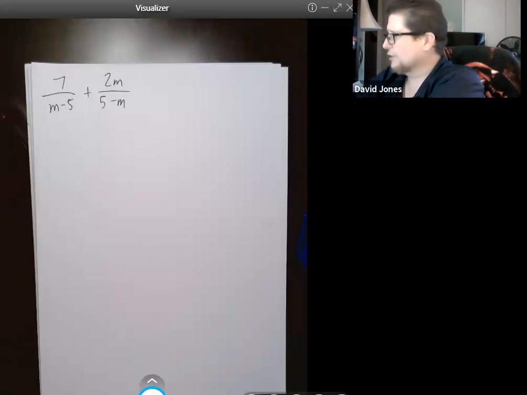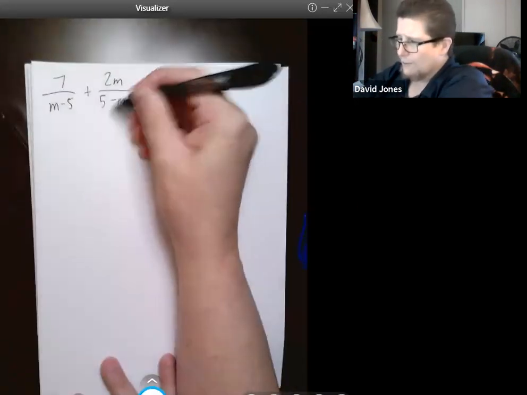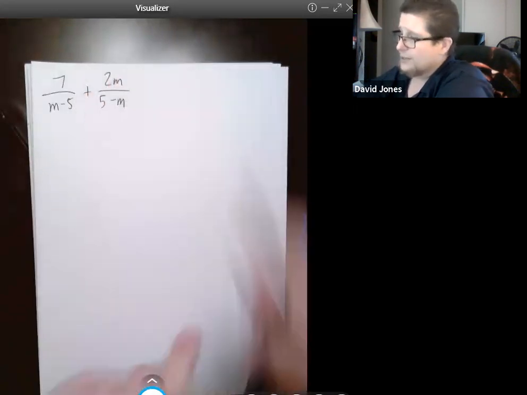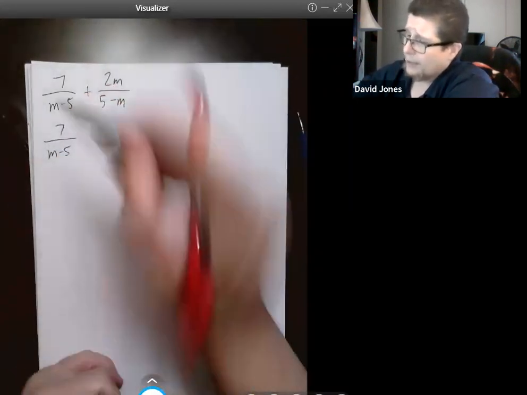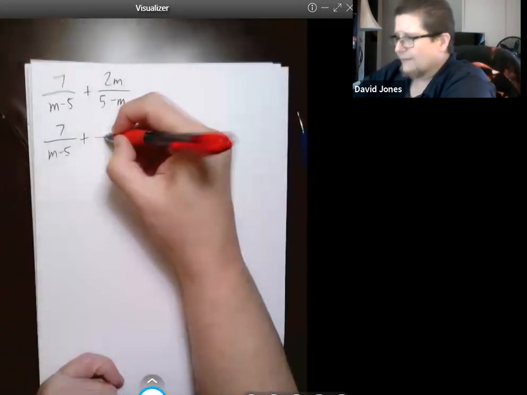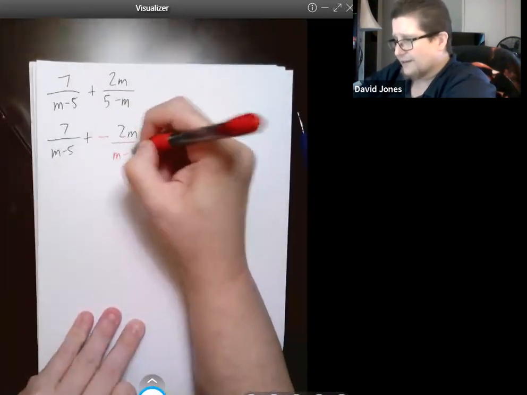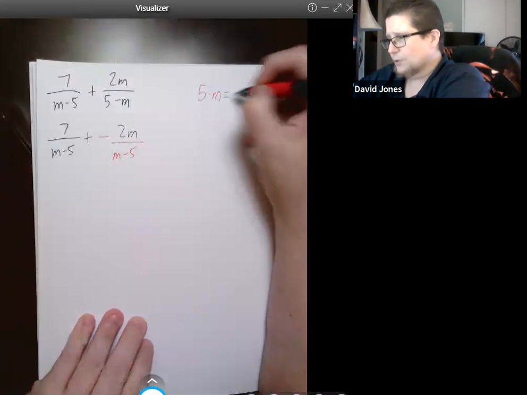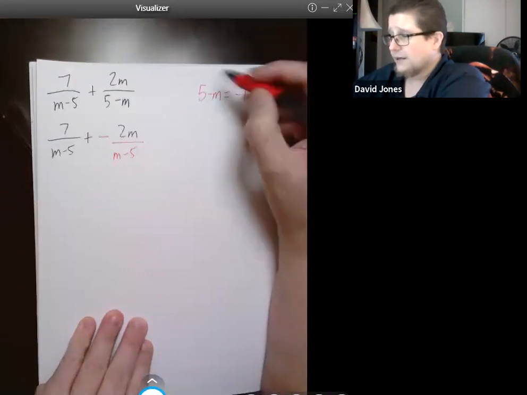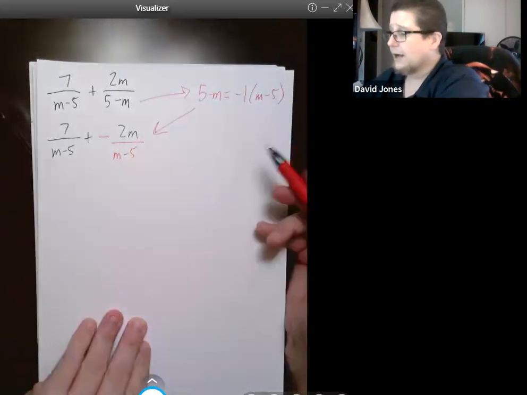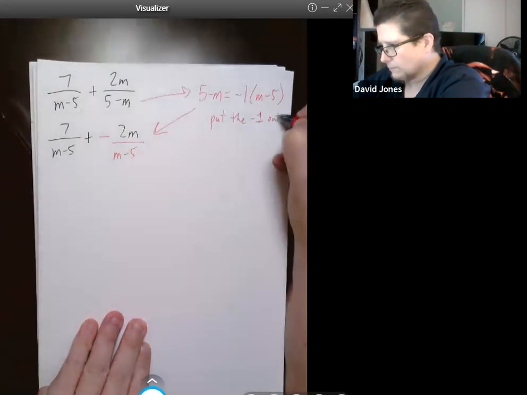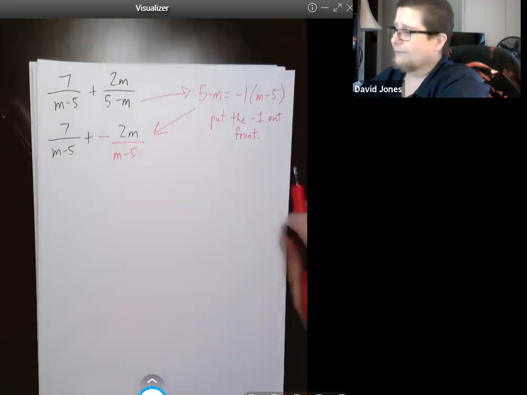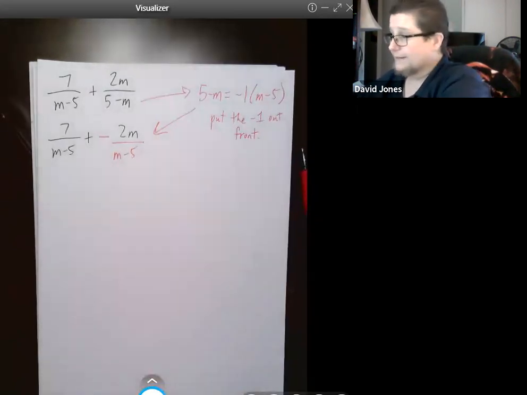We have denominators that look similar. Remember, these two are opposite. So what I can do is I can make this 7m minus 5 and make this plus, I'll put a negative on it. I still got 2m on top, but that makes the bottom m minus 5 because 5 minus m equals -1 times m minus 5. So I'm replacing it there, and I just put the -1 out front. When you got a -1, it just makes a negative sign.